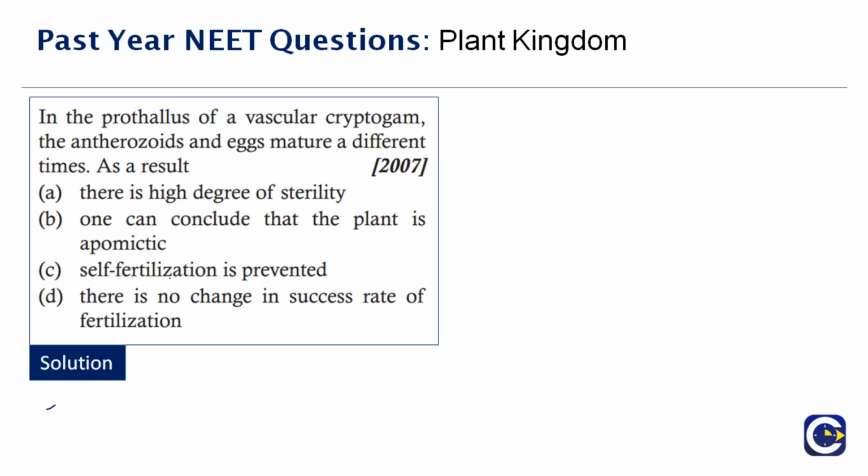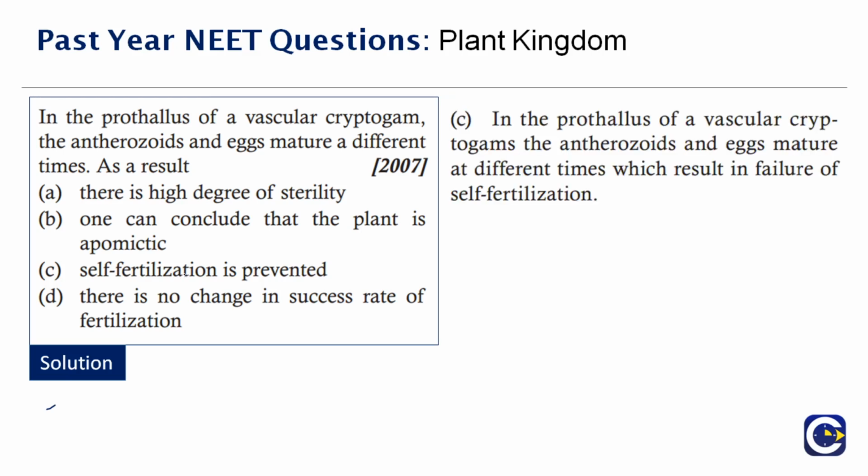Imagine if every maturity is going to happen at the same time, then there are chances for self-fertilization to occur. So to prevent this, in the prothallus of the vascular cryptogam, the antherozoids and the egg will mature at different times to prevent self-fertilization. Therefore, the correct answer to this question is option C, self-fertilization is prevented.